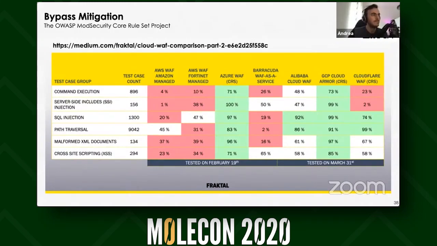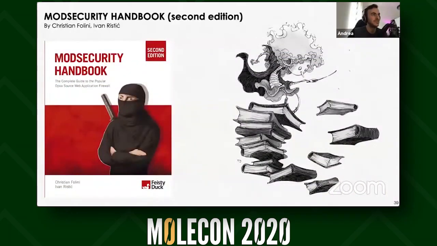Okay, before reaching the end, I would like to recommend 3 interesting books. The first one is ModSecurity Handbook by Christian Folini and Ivan Ristic. And this is a really interesting book. I have learned a lot reading this book. It helps you to know better how ModSecurity works, how web application firewall rules work, how a web application firewall impacts performance, etc.